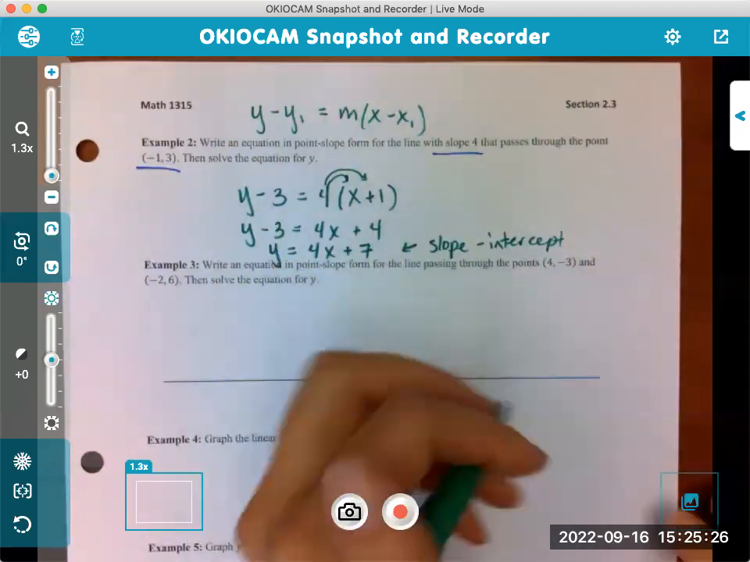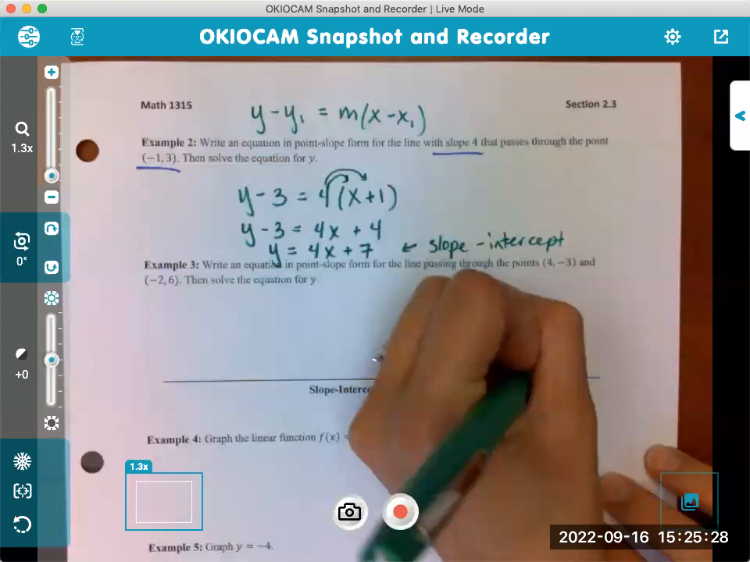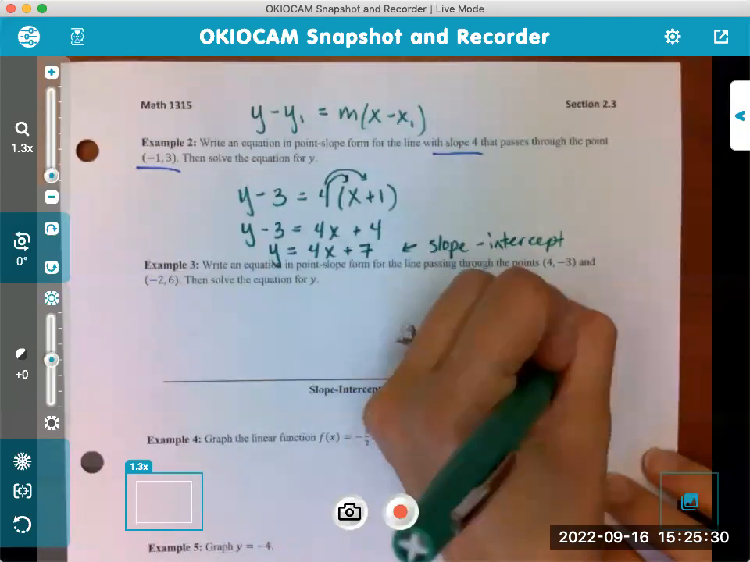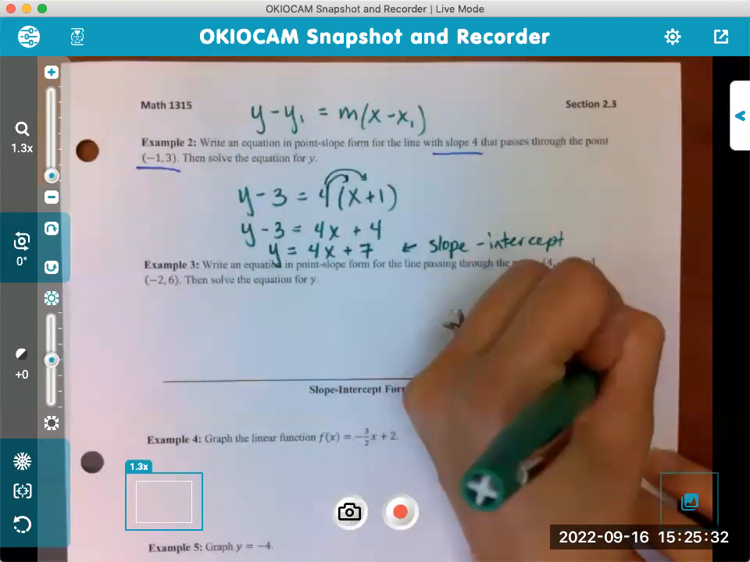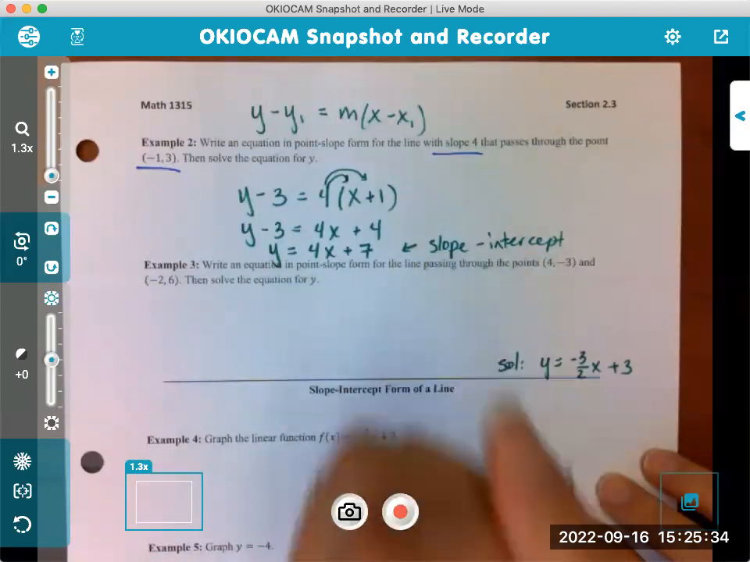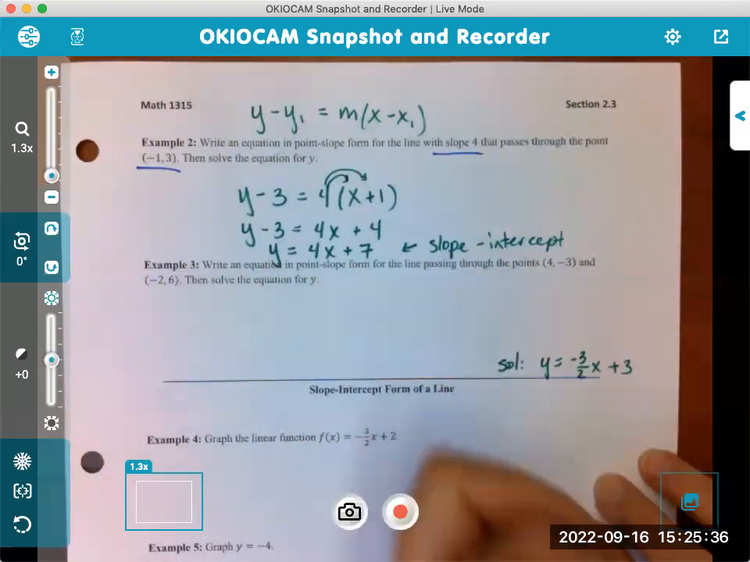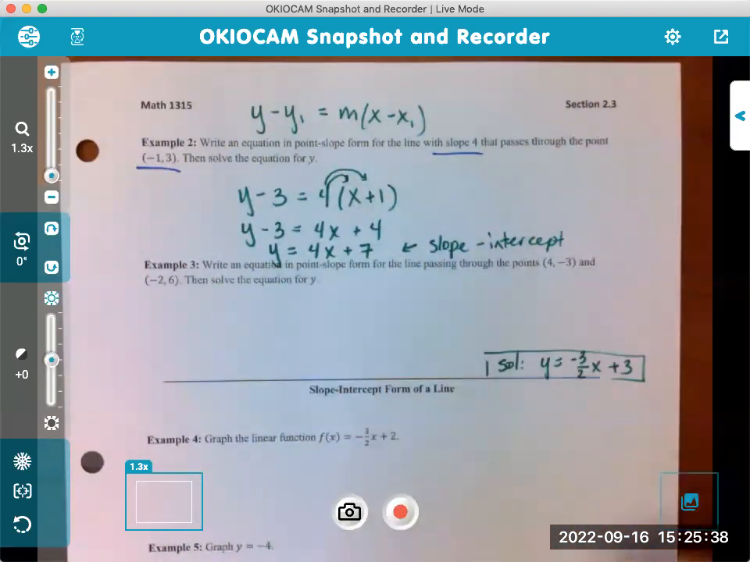So I want y'all to try 3. The solution is y equals -3/2 x plus 3. That's how you'll know if you got it right. So practice with that one.